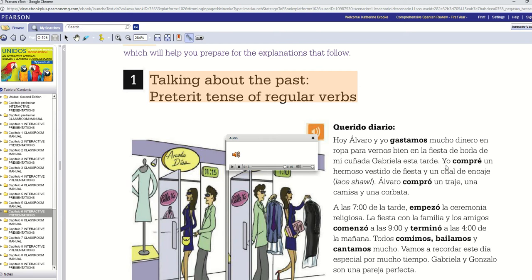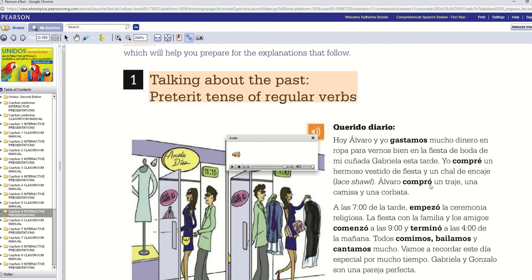So we spent mucho dinero en ropa, and then the next sentence starts with yo. So you know that's the subject of the sentence. So this verb is going to be conjugated in the yo form. Compré. A with an accent mark is the ending for AR verbs in the yo form in the preterite tense. Then down here, the subject changes to Álvaro. So the ending compró, O with an accent mark, is the ending for AR verbs in the preterite tense.